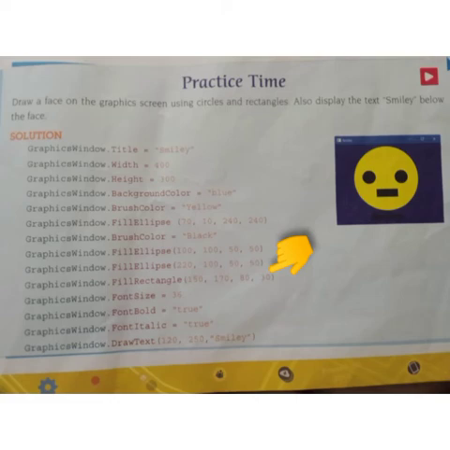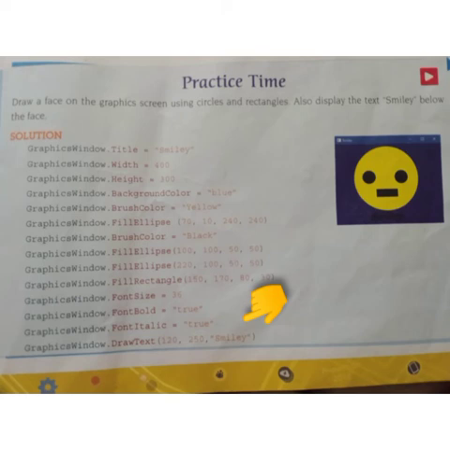Next one, graphics window font size 36 I mentioned. Then font bold is true, font italic is true. Then graphics window draw text. What I need to write here is smiley. So draw text at the location 120 comma 250. Then within the double quotes I need to mention smiley. You can write anything within the double quotes. Here in the question they asked us to write smiley. You can write your names too. I hope you understood these three programs very well.